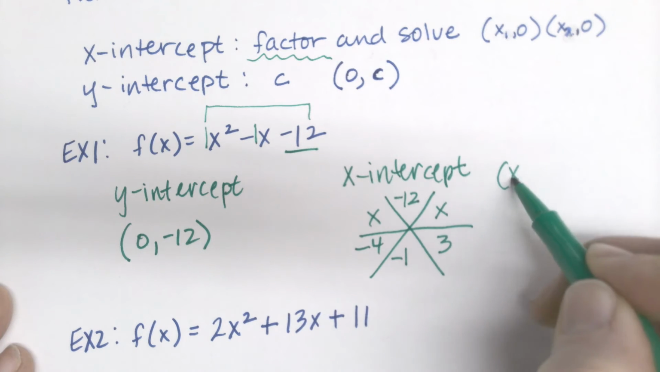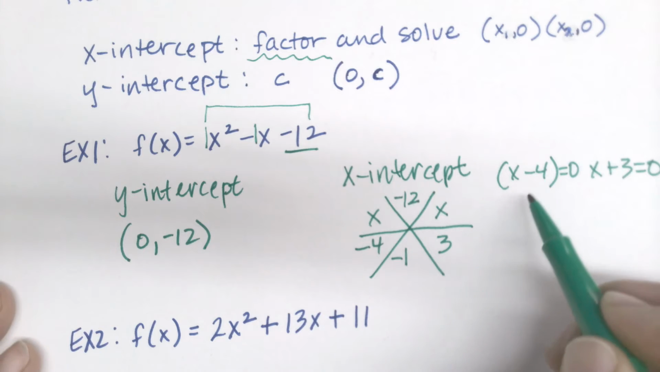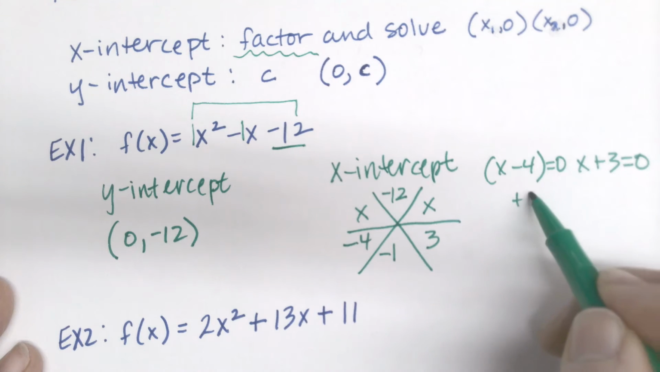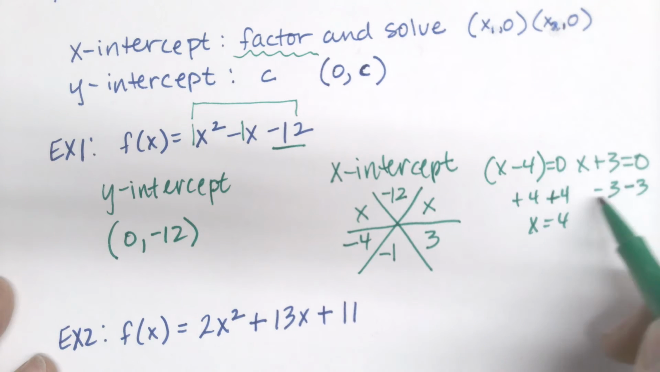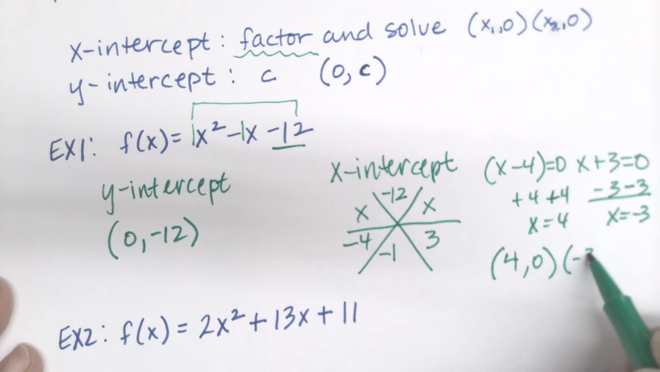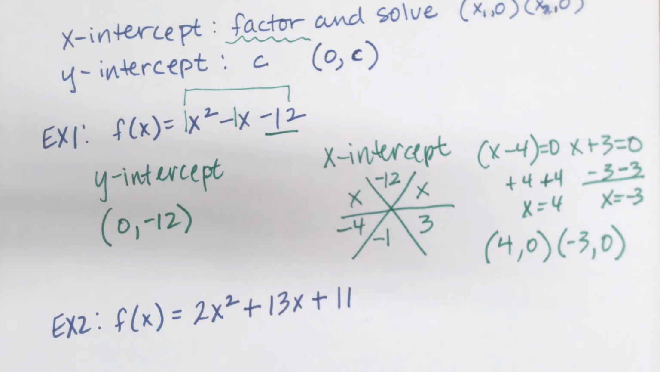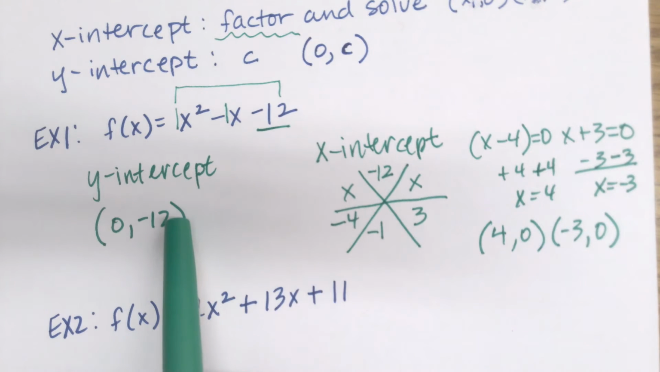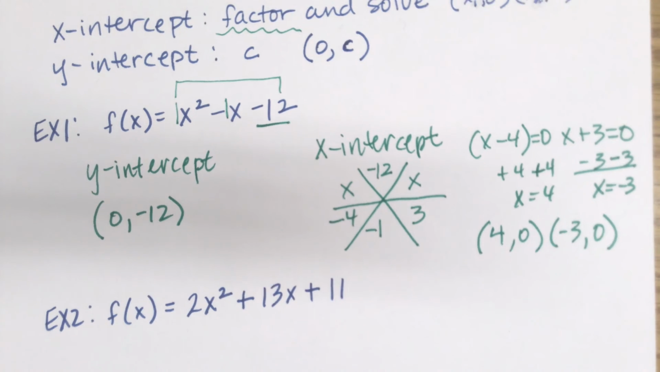So my two equations are x minus 4 equals 0 and x plus 3 equals 0. I would add 4 on both sides, so x is 4. I would subtract 3 on both sides, just solving the equation. x is negative 3. So my x-intercepts are (4, 0) and (negative 3, 0). Later on we're going to get into how we use these to graph a quadratic function. But again, c is your y-intercept, that's the easy one, and then your x-intercept is factor and solve, the two things that you get from factoring.